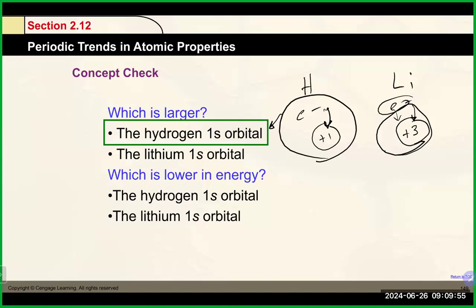Lower energy means further or closer to the nucleus? Lower energy is closer to the nucleus, right? So which one should be drawn in closer? The lithium, right? For the +3 charge, it's going to pull it in closer. So it would be the lithium 1s orbital in this particular case. Any questions on that there?